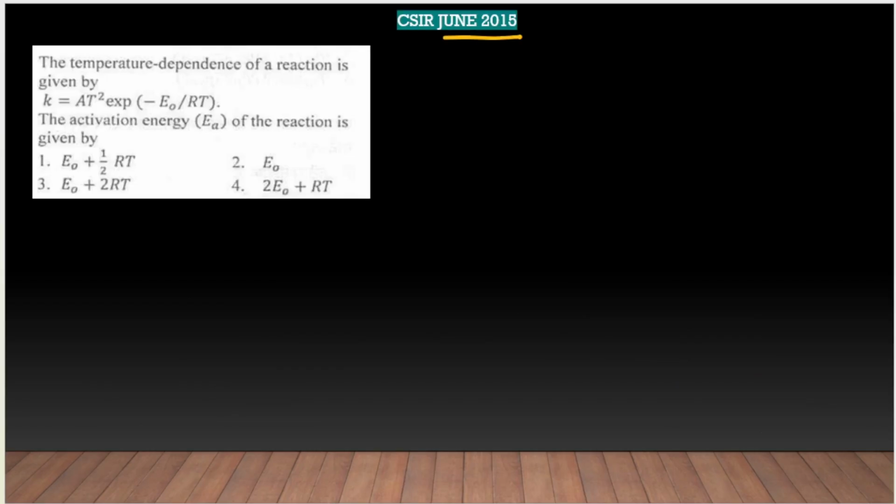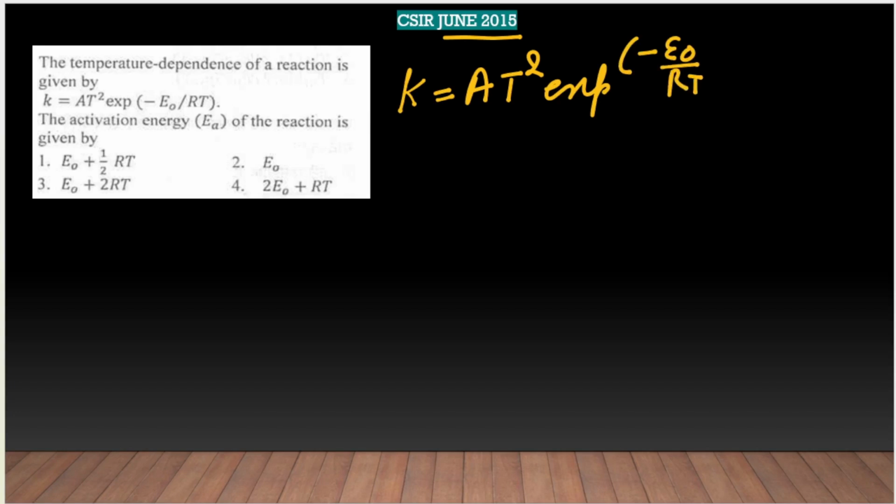The question says the temperature dependence of a reaction is given by the rate constant k, which is k equals A T squared into e raised to the exponential of minus E naught upon RT. This is what is given. Two methods are there. One is the complete derivation and the other is directly making use of the Gardiner equation. I'll tell you both of these. The first is through the derivation part. Let us look at this.